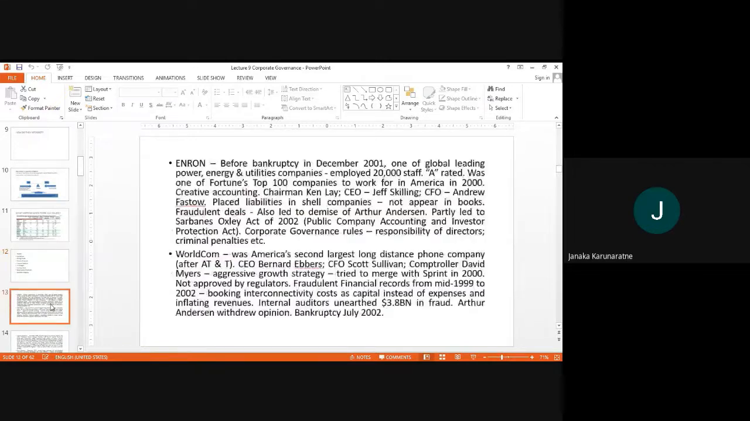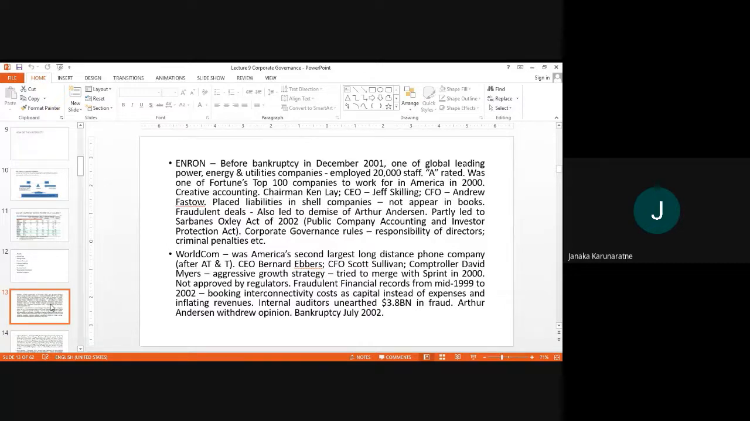So let's look at a few examples. Enron. I think it's one of the famous cases around the world. I think all of you know Enron. It became bankrupt in December 2001. And look, it is one of the global leading power, energy and utilities companies. A leading global company, but it went into bankruptcy. Now, if someone talks about a leading Sri Lankan company and tells you this can go bankrupt, no one believes it. Enron was such a large, leading company, with 20,000 staff employed, and A-rated. Don't forget, it was an A-rated company.